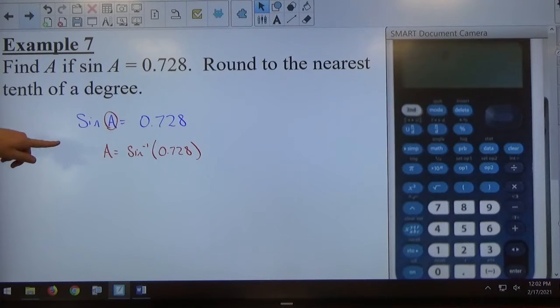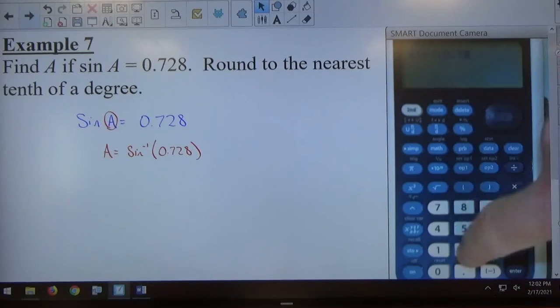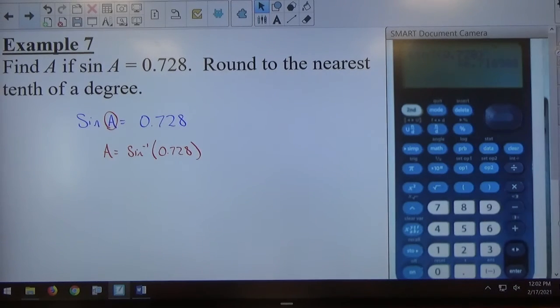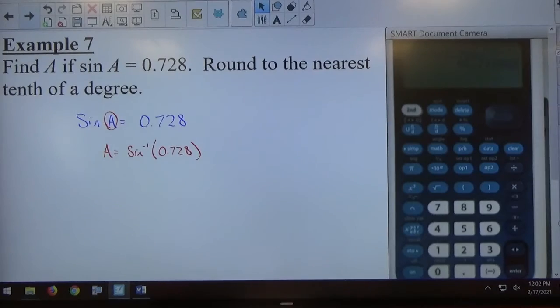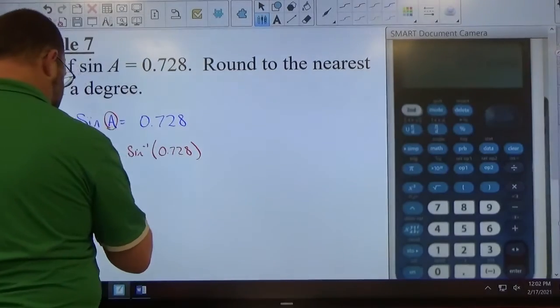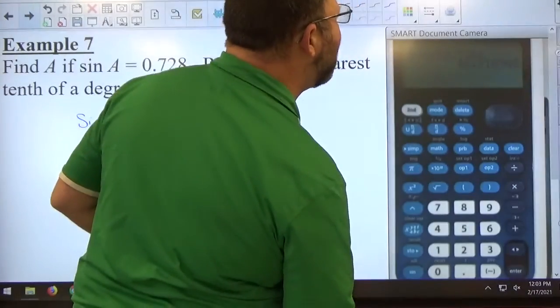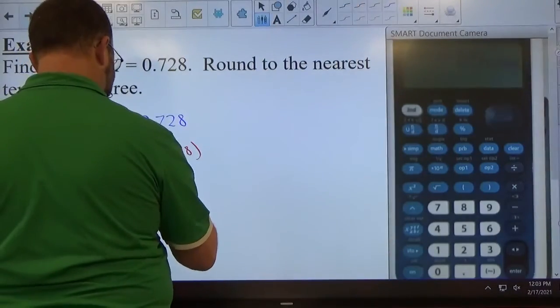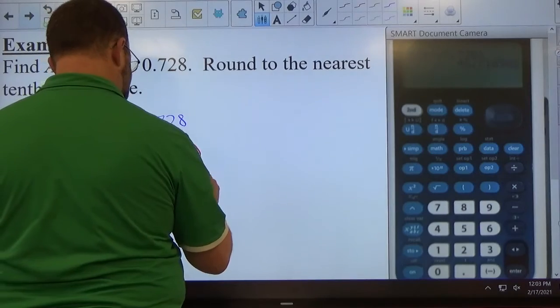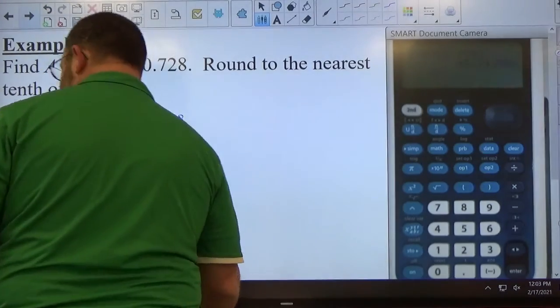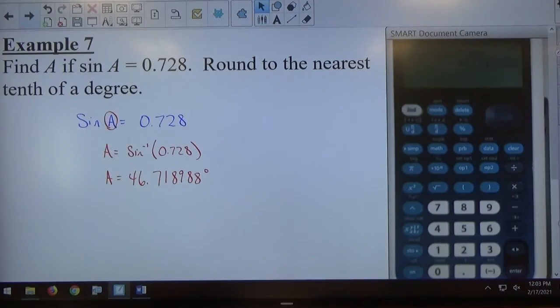Then I type in my 0.728 in parentheses, equals. So that gives me 46.718988. And that's going to be that many degrees. So what the inverse sine button does for us, we know what the sine equals. It tells us the angle that makes that sine happen. That's what the inverse sine button does for us.